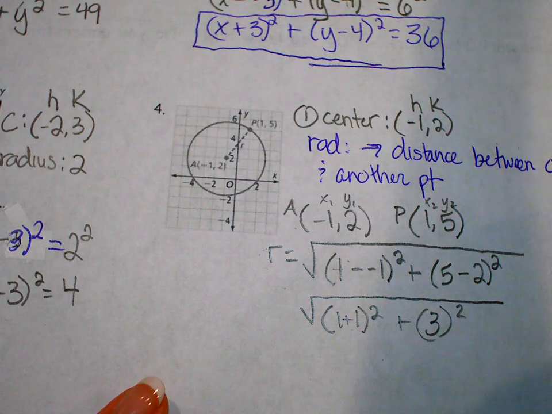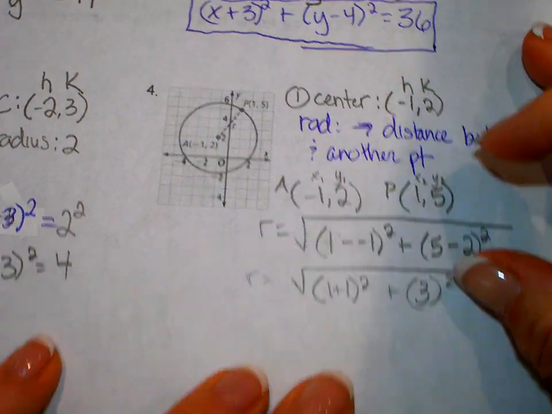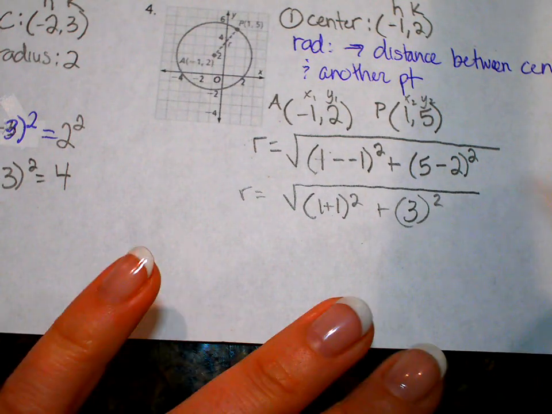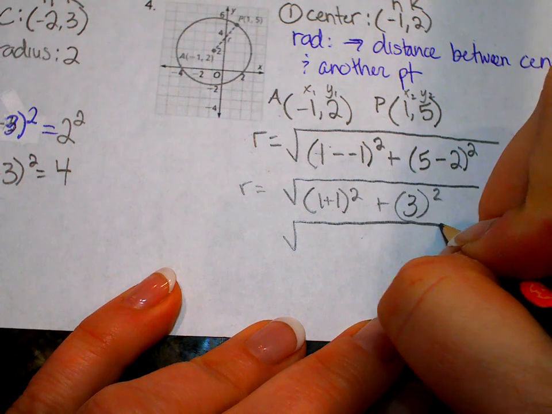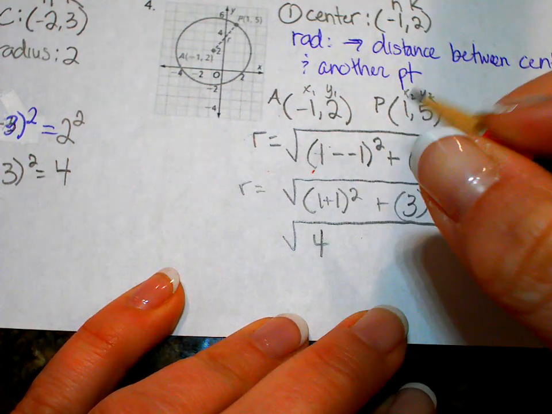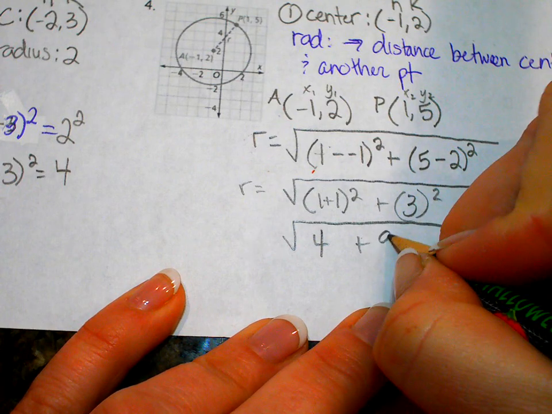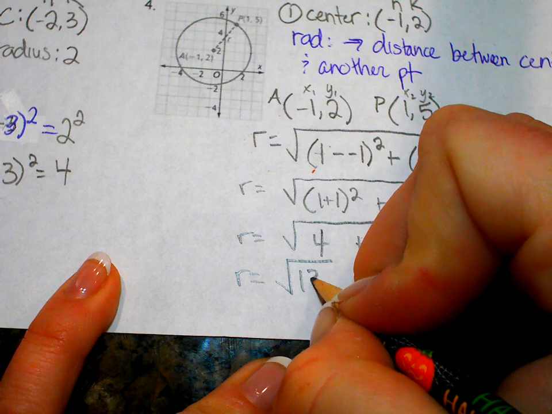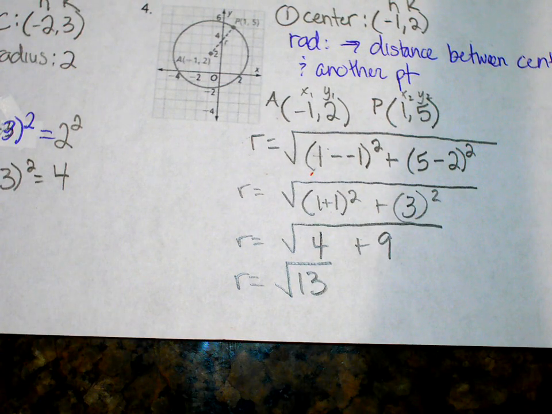All right, almost done, guys. Once I know the radius, I'm going to be able to write the equation. So 2 squared plus 3 squared. Okay, not to worry. I want it to stay as a square root, guys. Don't make it a decimal. We're not using any calculators at this time.